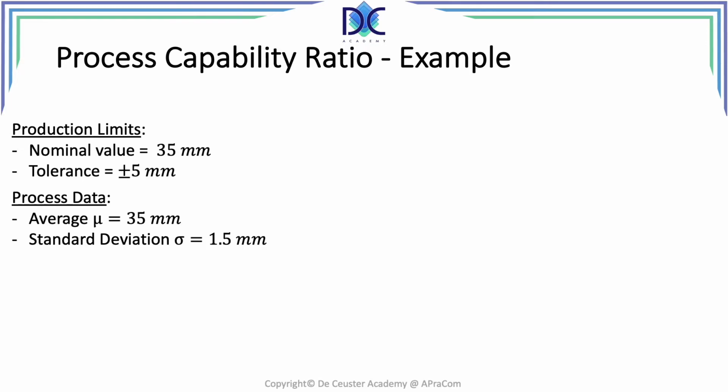Process data: we have an average of 35 millimeters, and our process has a standard deviation of 1.5 millimeters. We can already see that when we multiply sigma by 3, that is 4.5, which is already below the 5 millimeters. And when we look at 10 millimeters, it looks quite good. So we can already estimate or predict that this would be a capable process.